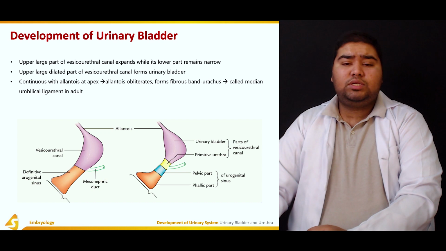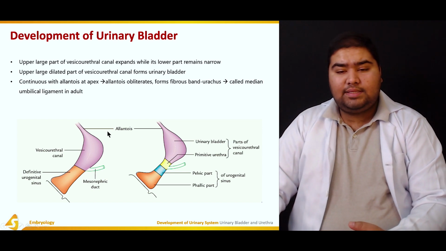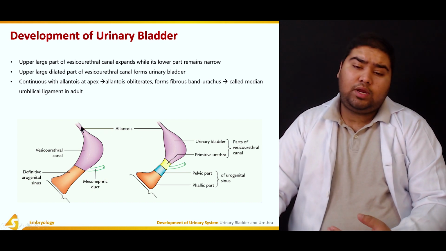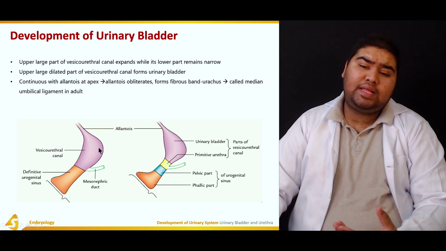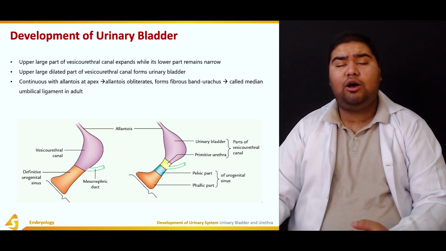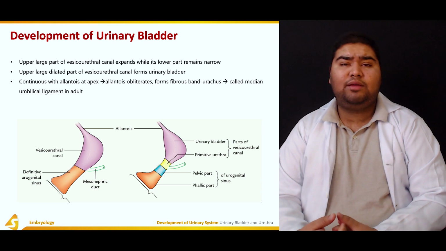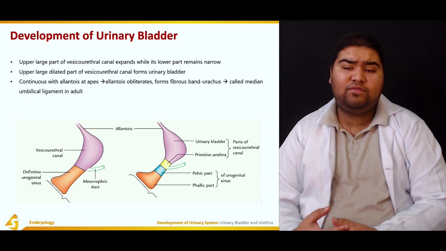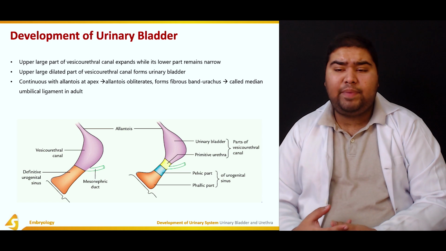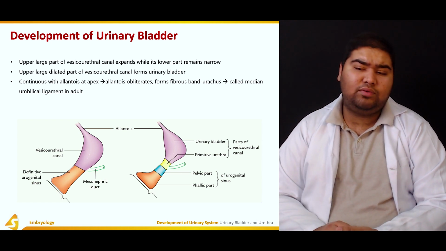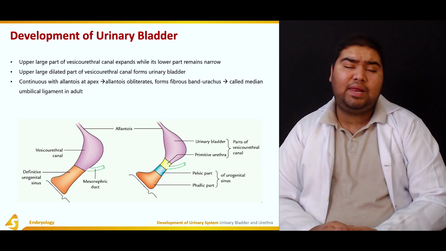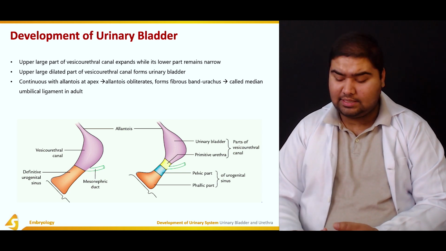The upper part forms the urinary bladder. It is continuous with the allantois at the apex. This is the allantois. The urinary bladder is initially continuous with the allantois at the apex. However, with the passage of time, the allantois degenerates and forms a fibrous band, the urachus. It is known as the median umbilical ligament in the adult.